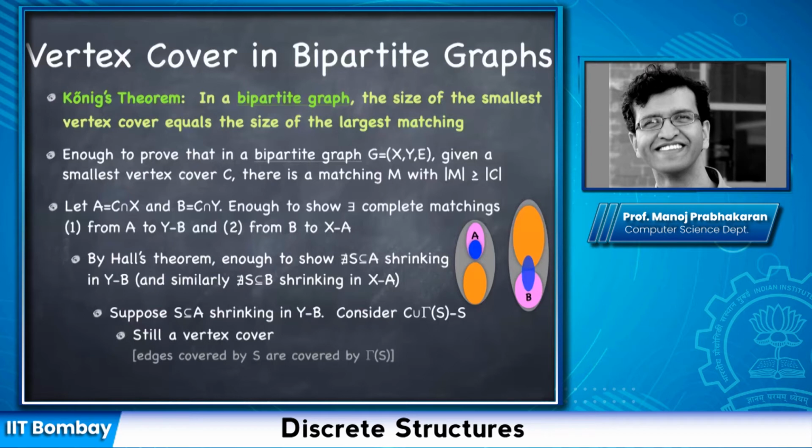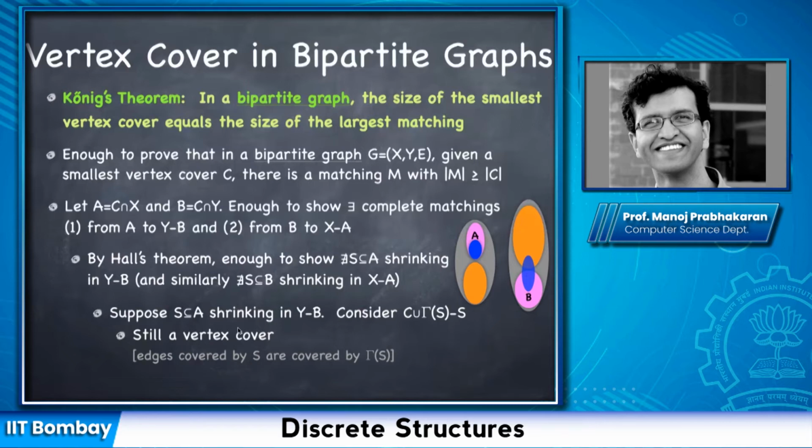I'm claiming that this is still a vertex cover. Why is it still a vertex cover? Well, C used to be a vertex cover, but now I removed this S, so some edges became exposed. They are not covered anymore, but I'm adding gamma S, so every edge that was coming out of S is going into gamma S, and since I added all of gamma S into my new set, those edges are all covered. So all the edges remain covered when I remove S and add gamma S. So it's still a vertex cover.